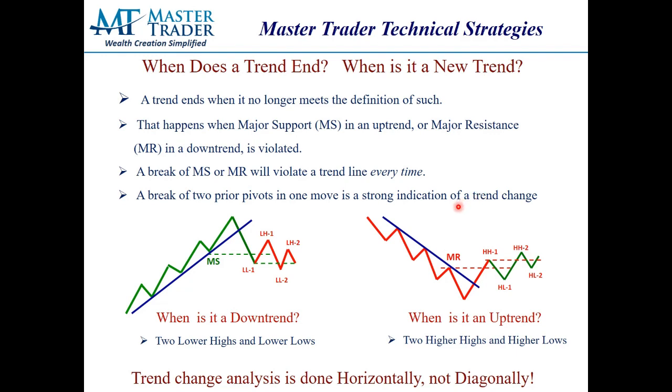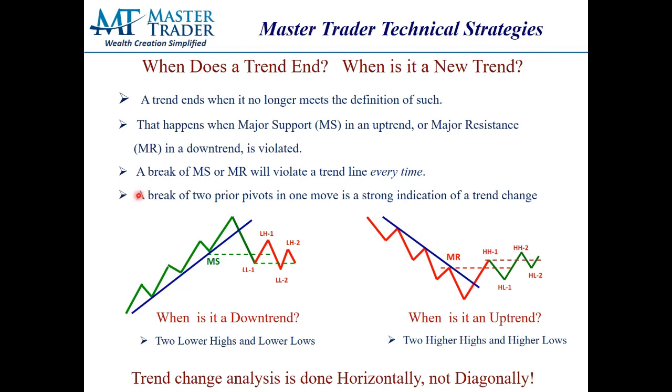So there's really no need to draw trend lines, but what I'm showing you here is that prices were in an uptrend. Here's our major support, the low prior to the higher high, and prices push down below that major support. It'll break the trend line. It has to. So just knowing the fact that if prices move down under major support, you know that the trend line was broken. No need to draw it. In a downtrend, if it pushes up above major resistance, it's going to break the trend line every single time.